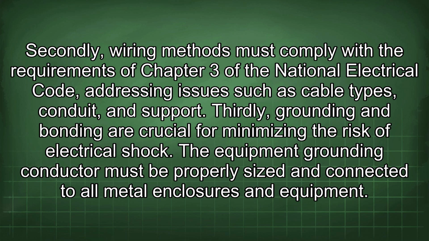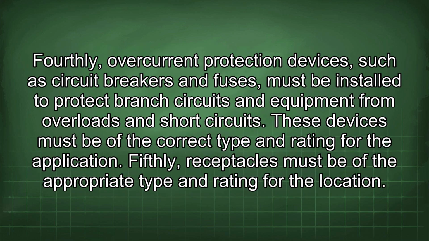Thirdly, grounding and bonding are crucial for minimizing the risk of electrical shock. The equipment grounding conductor must be properly sized and connected to all metal enclosures and equipment. Fourthly, overcurrent protection devices, such as circuit breakers and fuses, must be installed to protect branch circuits and equipment from overloads and short circuits. These devices must be of the correct type and rating for the application.